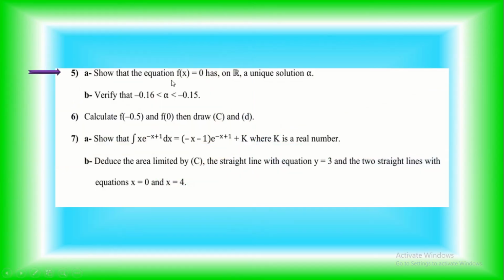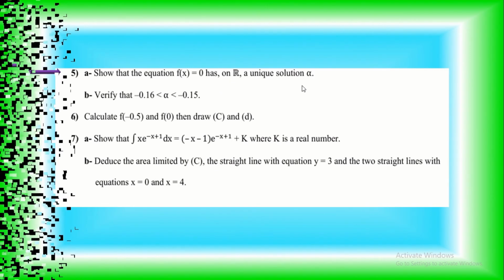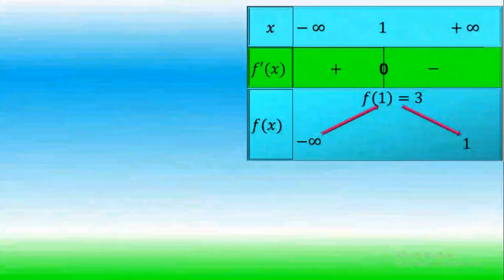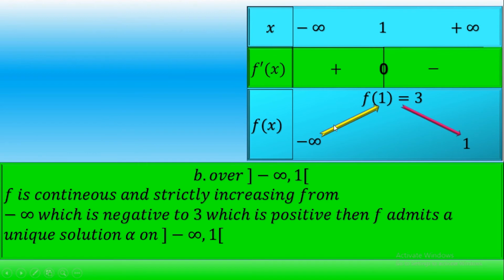Now show that the equation f of x equals 0 has on R a unique solution alpha. Let's prove it together. On the interval minus infinity to 1, f of x is continuous and also strictly increasing. It's monotone here. So f is continuous and strictly increasing from minus infinity, which is negative, to 3, which is positive. Then we can say that f will admit a unique solution on the interval minus infinity to 1.